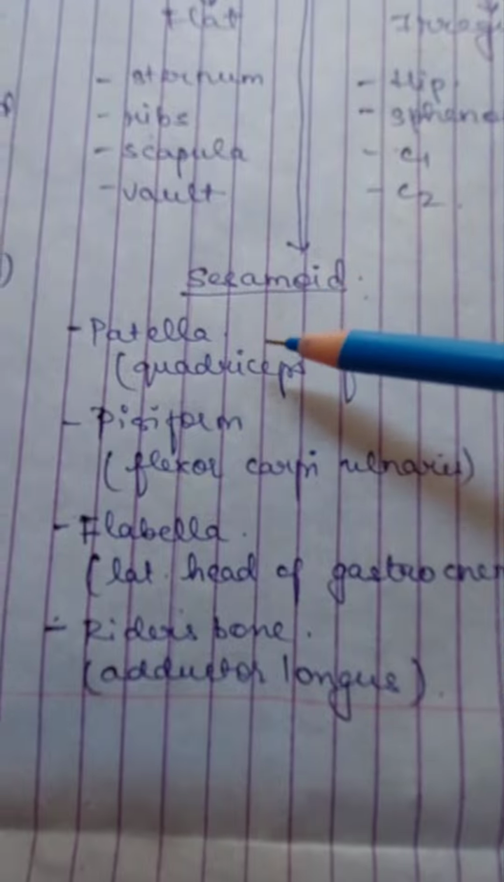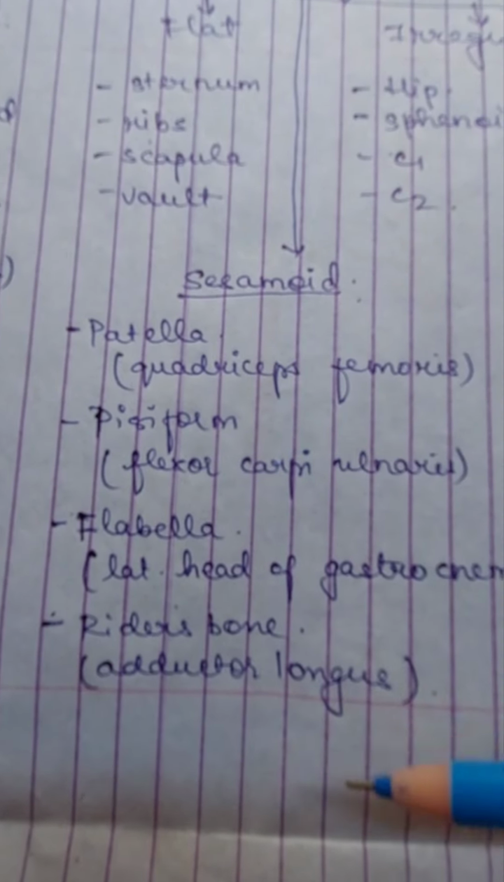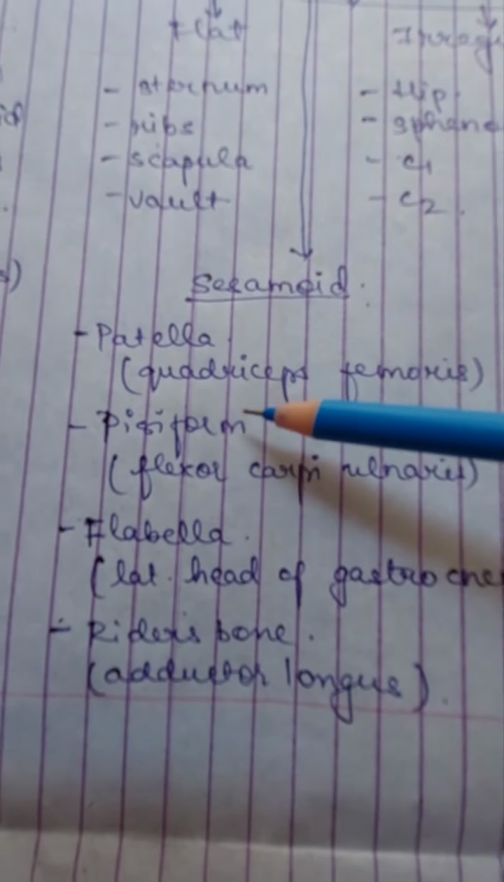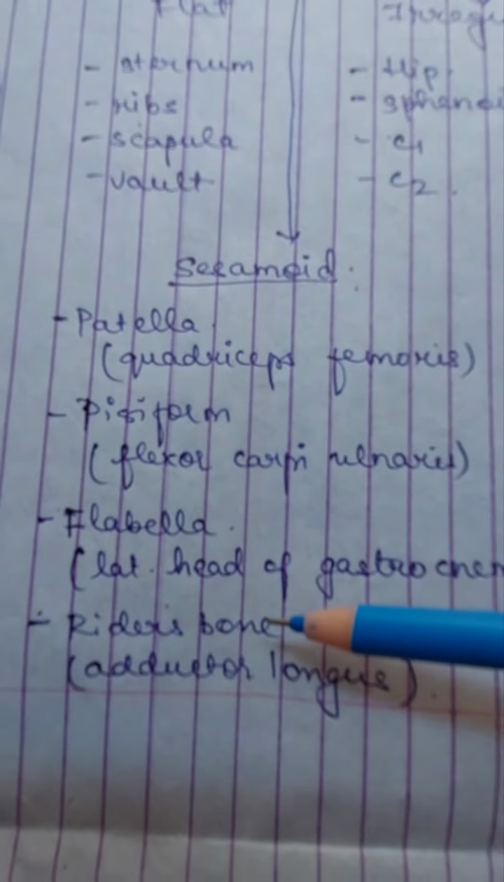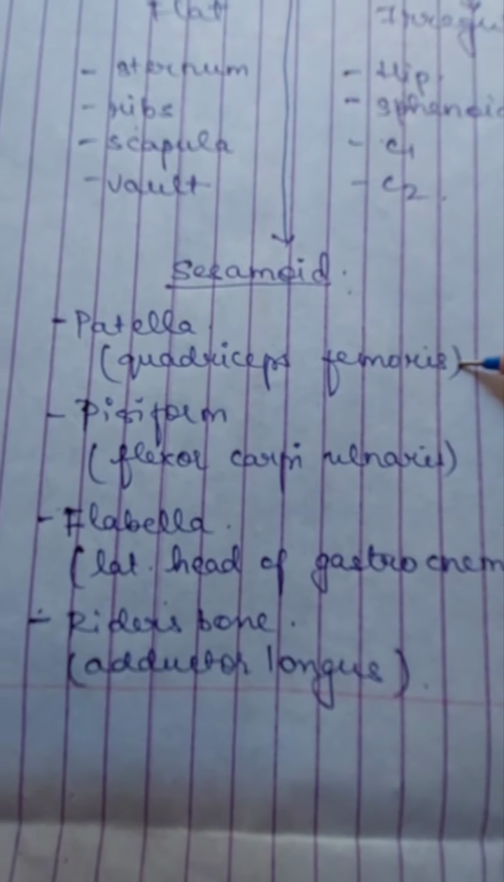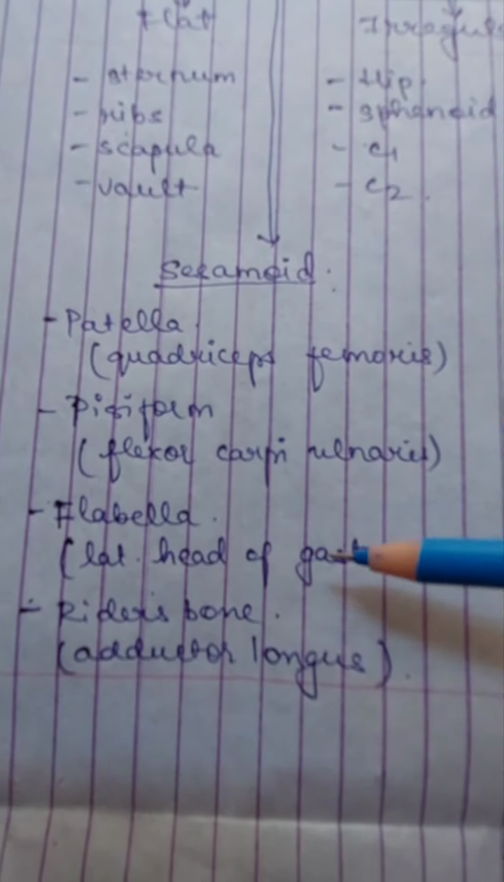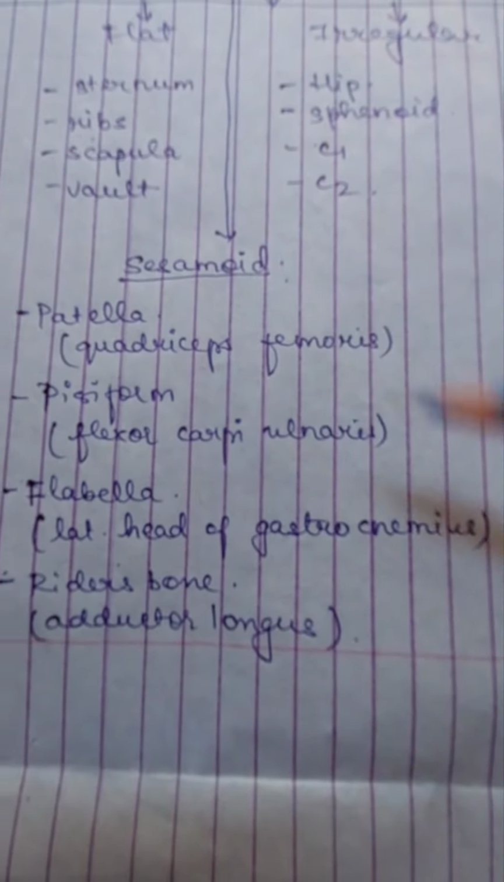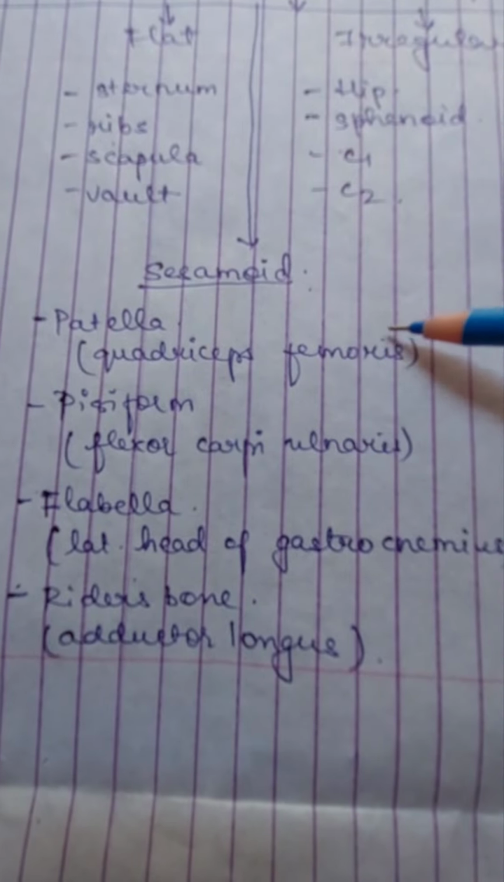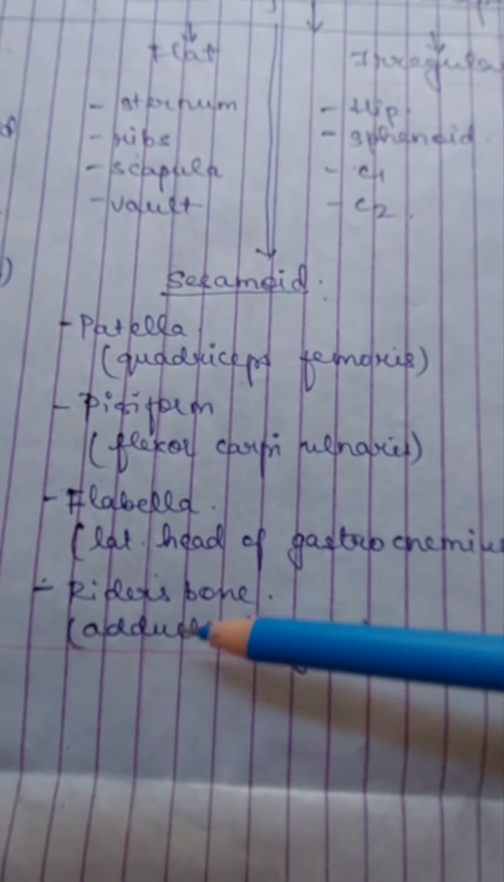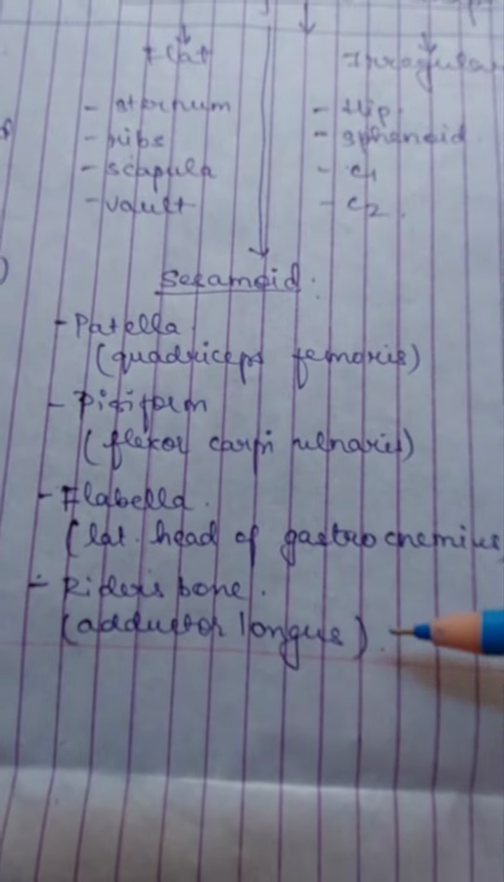What is sesamoid bone? We have 1, 2, 3, 4 major sesamoid bones in the body: patella, pisiform, flabella, and the rider's bone. Found in which muscle? Quadriceps femoris, pisiform in flexor carpi ulnaris, flabella in the lateral head of gastrocnemius, that's in the lower limb. This is in the upper limb, lower limb. Rider's bone found in the adductor longus muscle.